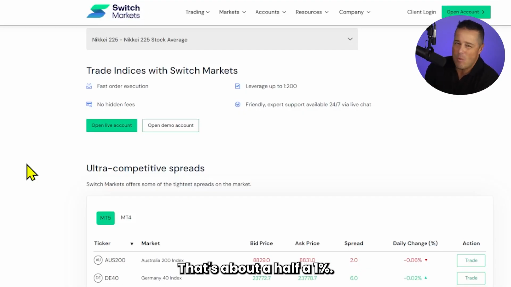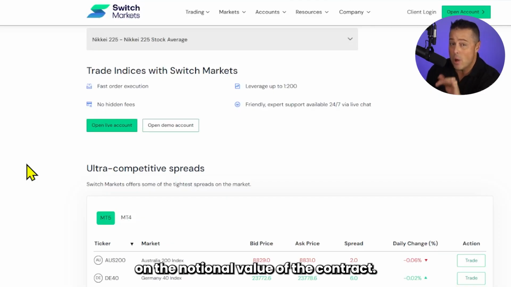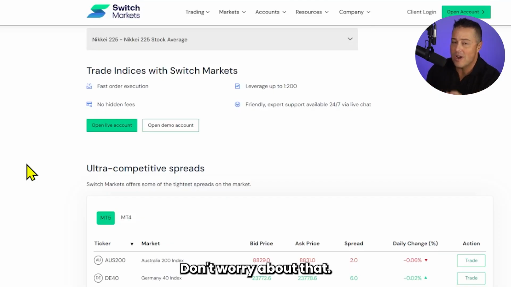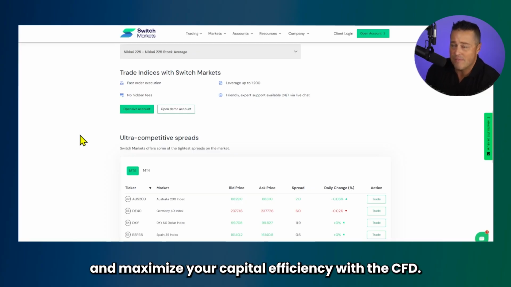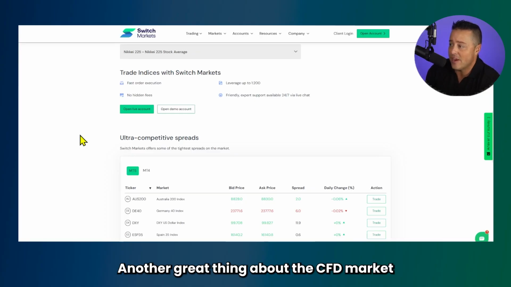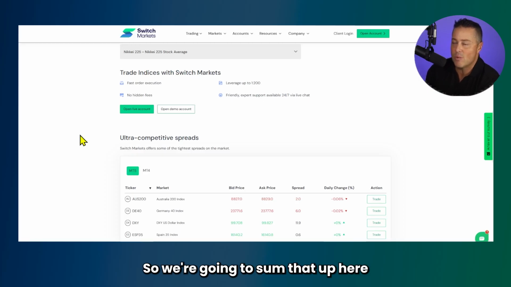That's about a 0.5%. Now, in the United States, for those futures contracts, you're looking more at about 5%. You're going to need 5% margin on the notional value of the contract. Don't worry about that. Just remember, 5% per contract or a 0.5% per contract. That's getting you more bang for your buck and the ability to take larger positions and maximize your capital efficiency with a CFD. Another great thing about the CFD market is you don't have those market closures every day. So we're gonna sum that up here for you at the end of the video.